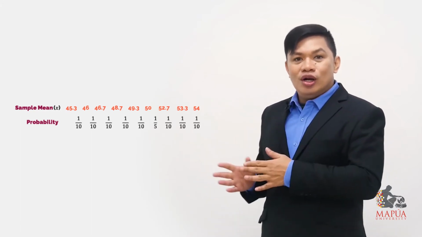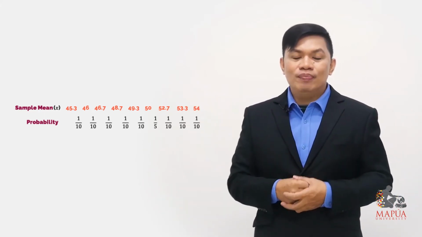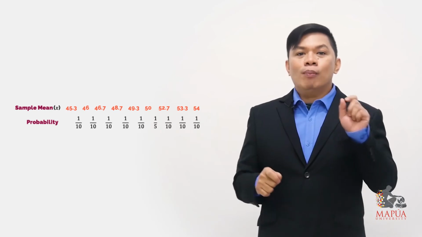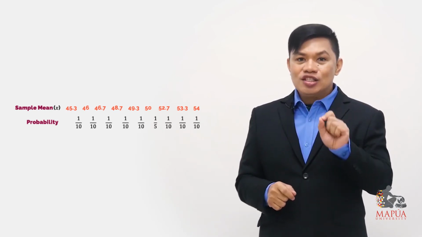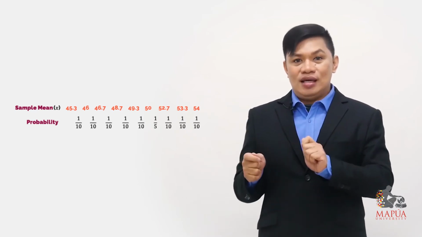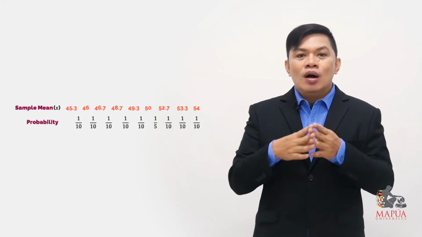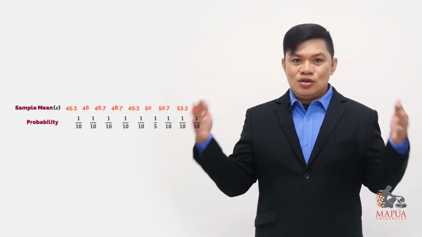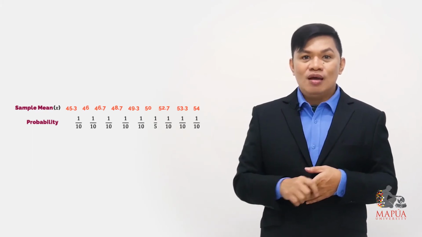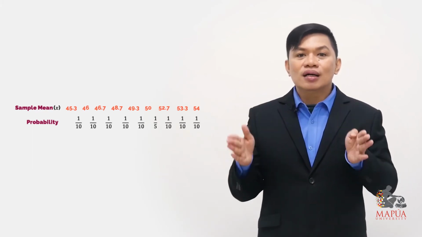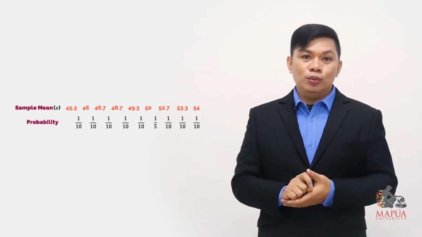So in the table that we are constructing at this point, we will enter the probability 1 over 5 corresponding to x bar equal to 50. Well, of course, you can already predict that the rest of the values in your x bar will have a probability of 1 over 10 because each value occurred only once in a sample group.